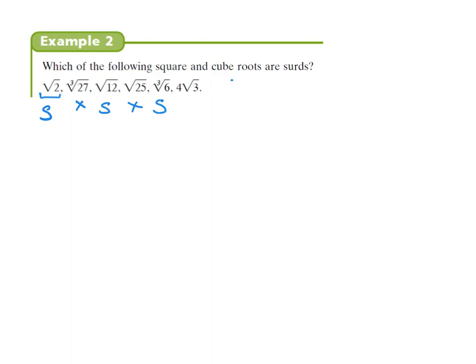Now, if there's a number next to a surd, this is what it represents. So this whole thing here is 4 times the square root of 3. The square root of 3 is irrational. It's a long, horrible, repeating number. So that one there remains a surd. So most of them are actually surds, except the ones I put crosses next to.